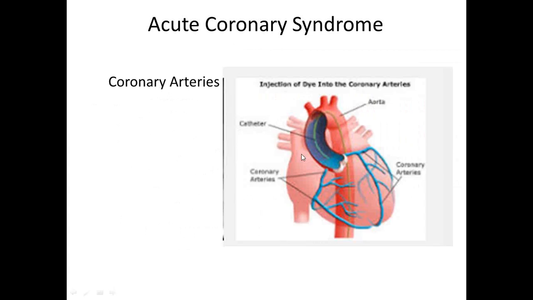So if you know the anatomy of the blood vessels around the heart, this is the right coronary artery, and it gives off the acute marginal branches. And then this is the left main coronary artery. You get the left anterior descending coronary artery, which comes in the front, and the left circumflex, which loops in the back. So these are the three main blood vessels around the heart. And the atherosclerotic plaque forms within these blood vessels.